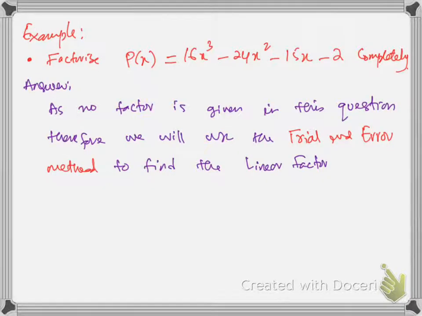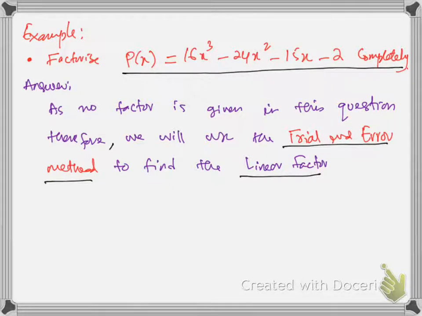In this example, the question, we don't have a linear factor. The question is factorize p of x completely. This p of x has no linear factor. Answer: as no factor, that is linear factor, is given in this question, therefore we will use the trial and error method to find the linear factor, because it will be required for the long division.